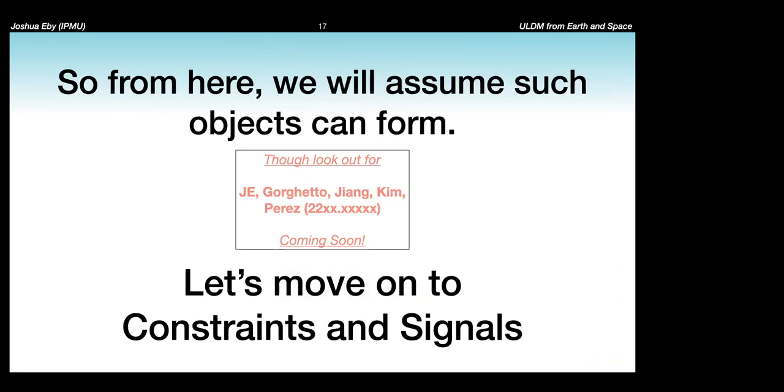But in the meantime, I will just assume that such bound states can form. I will take its density to be a free parameter and look at the constraints on that from direct observation and see how signals in experiment can change.